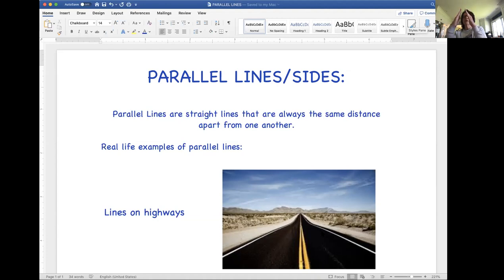They would never start to go like this, because then they would be closer at the top than they are at the bottom. These are not parallel lines, these are. So the yellow lines down the center of a road are a really good example of parallel lines.